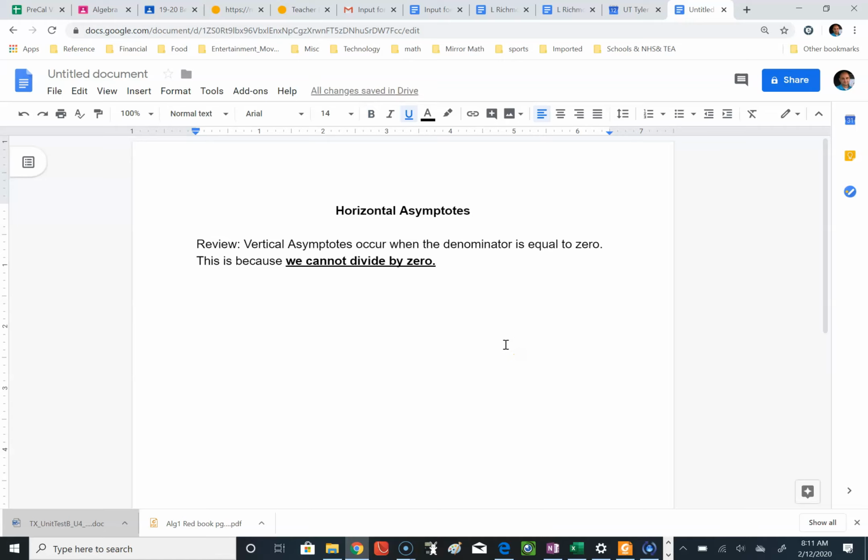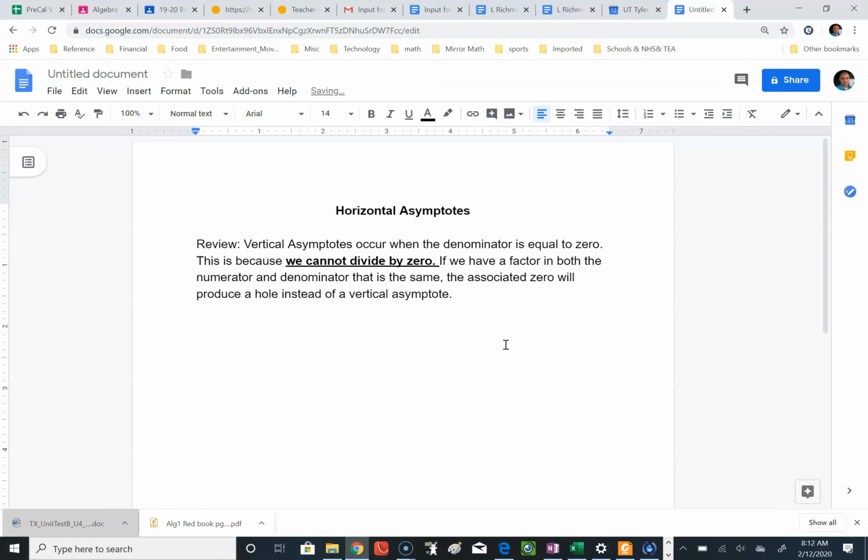Smaller note, if, control, underline, if we have a factor in both the numerator and denominator that is the same, the associated 0 will produce a hole instead of a vertical asymptote. Okay, so that's a little review.